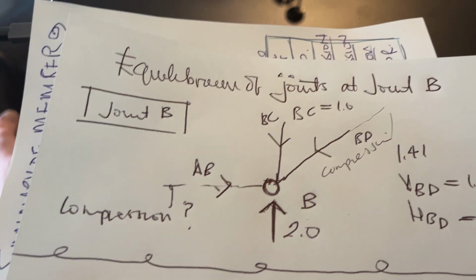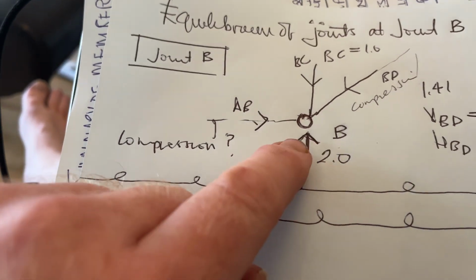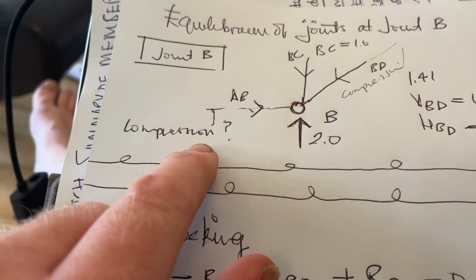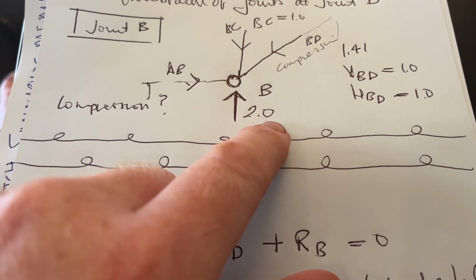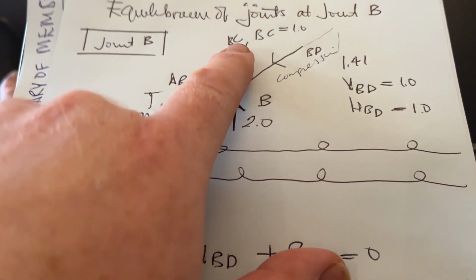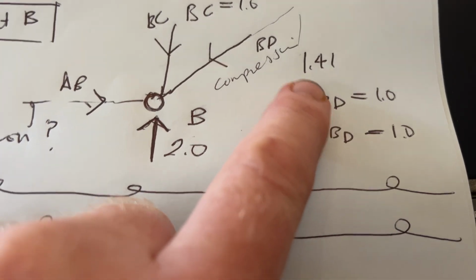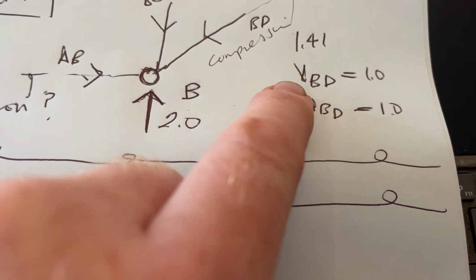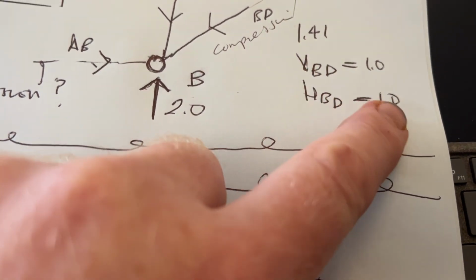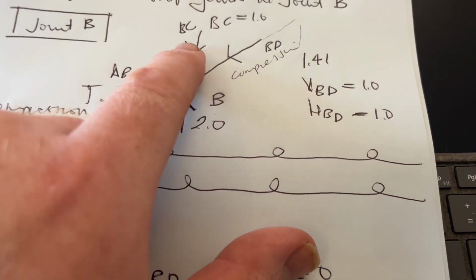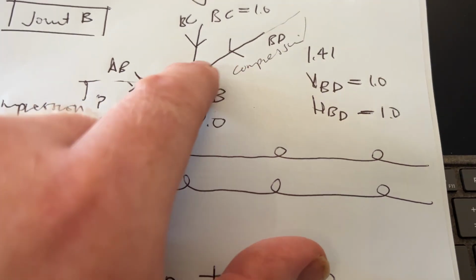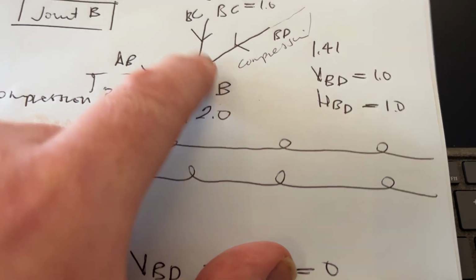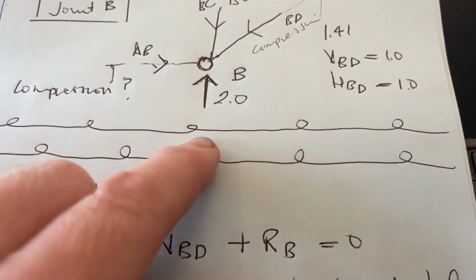Equilibrium of joints at joint B. So we've got the reaction upwards of 2. Where did I start with? So if we looked at vertical, oh yeah, we had BD in compression from the last page. BD is in compression by 1.41, VBD equals 1, HBD equals 1. We worked that out already. So therefore, if BD is down, VBD is down 1, then there's a reaction of 2. That must mean that BC is also in tension.